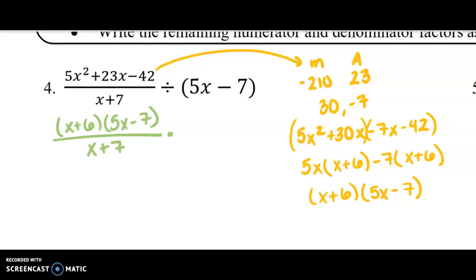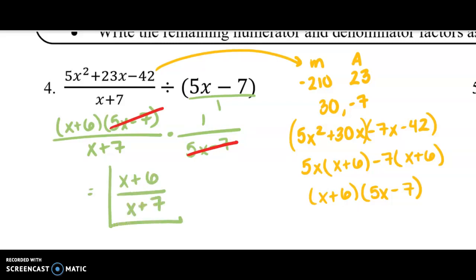Change this to multiplication. This is like over 1, so when I flip it, it's going to be 1 over 5x minus 7. 5x minus 7's cancel out, and I'm left with x plus 6 over x plus 7. Okay.